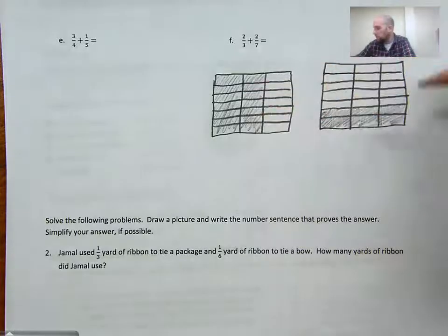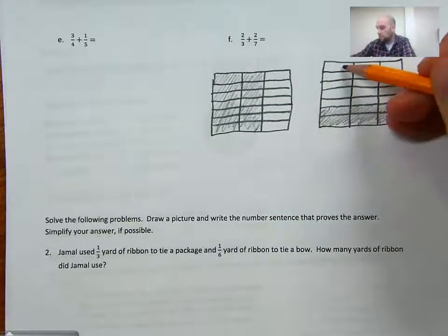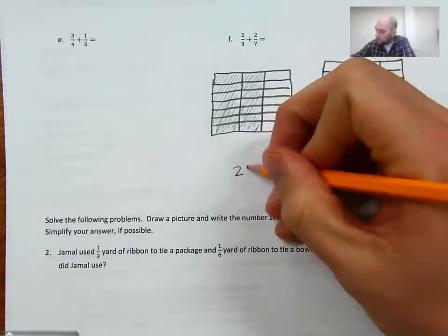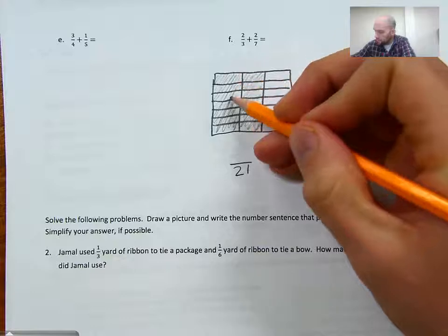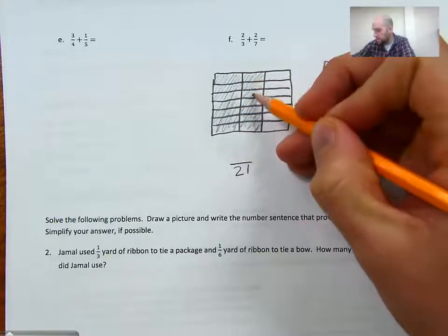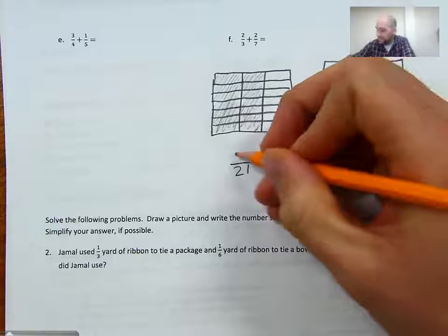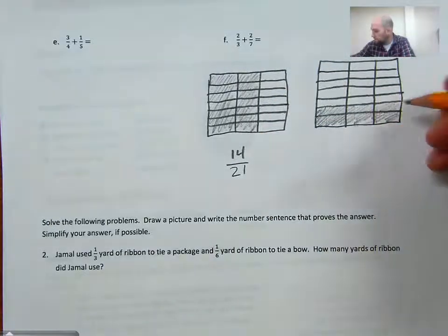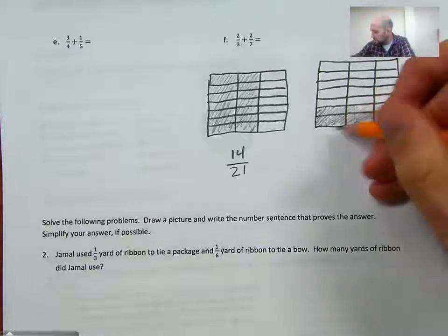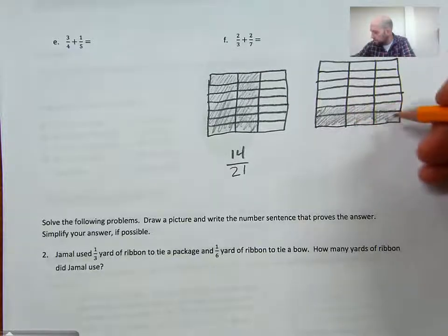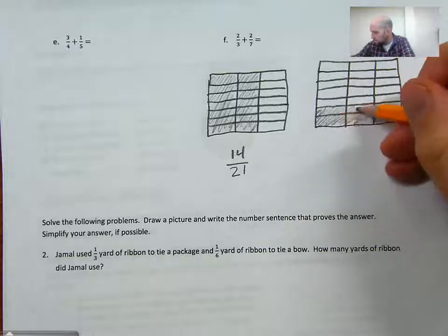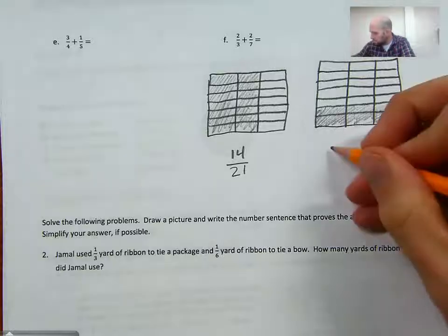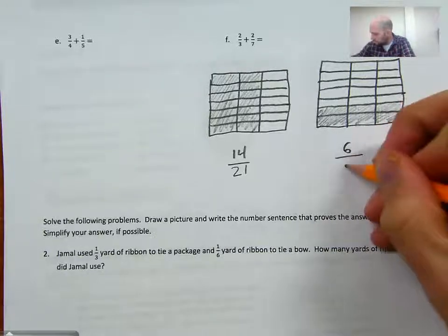We could count them all. We would get 21. We also have 21 here. We have 7 parts this way, and we have 3 that way. We have 21. So we know those are going to be our denominators. We have 1, 2, 3, 4, 5, 6, 7, 8, 9, 10, 11, 12, 13, 14 pieces there. 14 twenty-firsts. And then we have 1, 2, 3, 4, 5, 6. So we have 6 twenty-firsts.